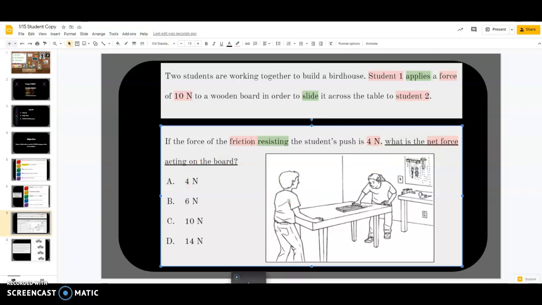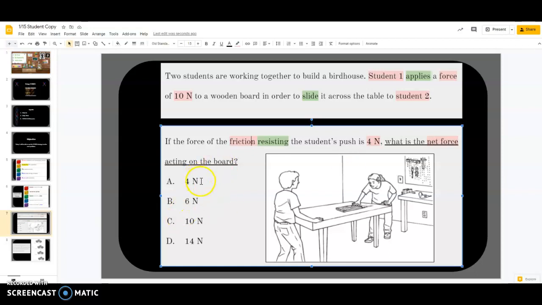Now I'm on to step E, which is eliminating the wrong answers. So my question is, what is the net force acting on the board? And I know I have student 1 is pushing 10 newtons of force on the board, but the friction from the table is pushing 4 newtons. And I know that net force is the total force applied to the board.